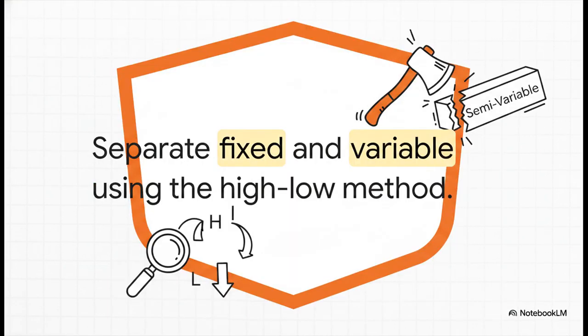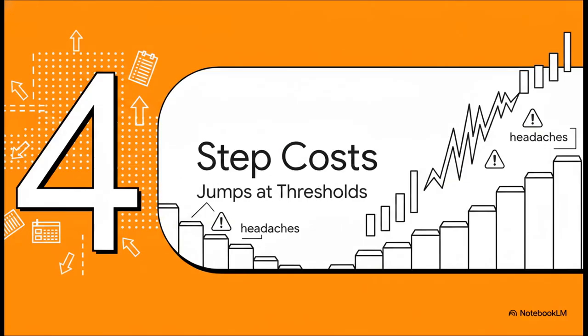Now, when you inevitably face a semi-variable cost in an assessment, you can't just leave it mashed up like that. You need a specific weapon to split it apart, and that weapon is the high-low method. It lets you take the highest and lowest activity levels to isolate that variable cost per unit, and then you can easily back out the fixed cost portion. So always remember, when you see a mixed cost, immediately think high-low method. Which brings us to Section 4, step costs.